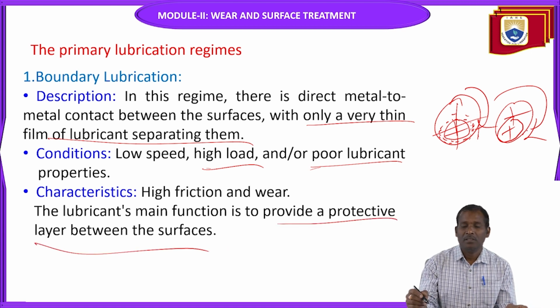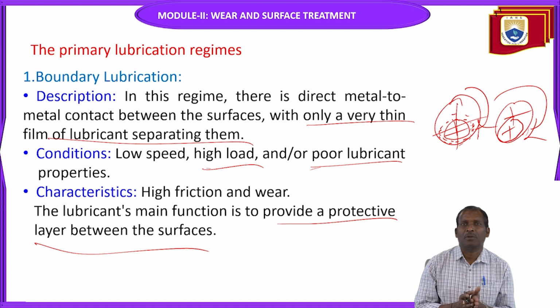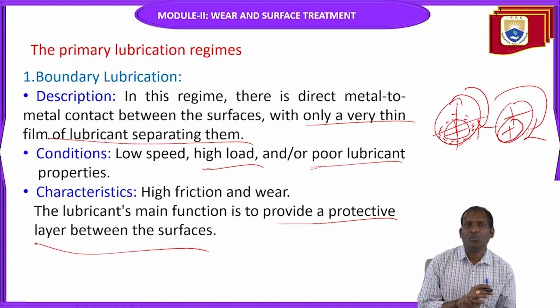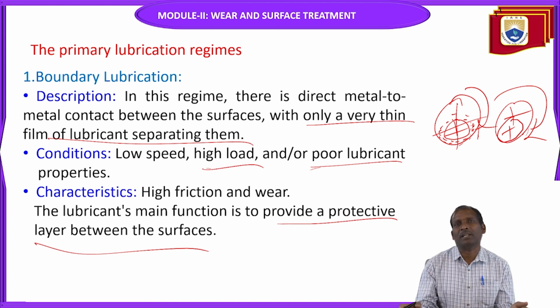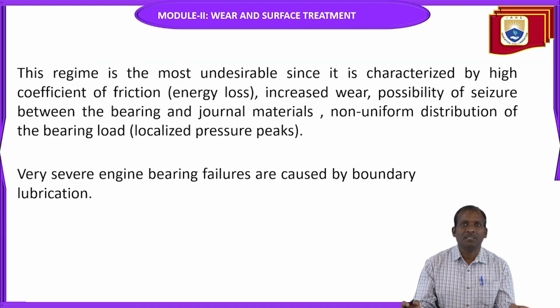So whenever the lubricating oil enters this gap, there is the formation of a very thin film between these two surfaces. So you can somewhat minimize the metal to metal contact between the surfaces. This type of lubrication system is called boundary lubrication. This regime is the most undesirable since it is characterized by a high coefficient of friction, increased wear, and possibility of seizure between the bearing and journal materials.